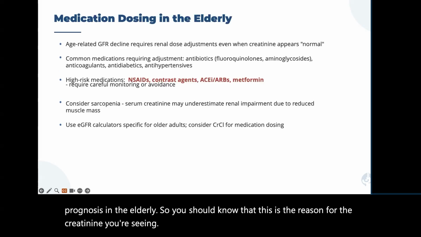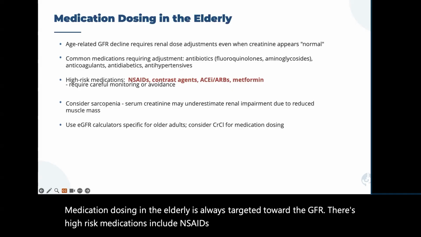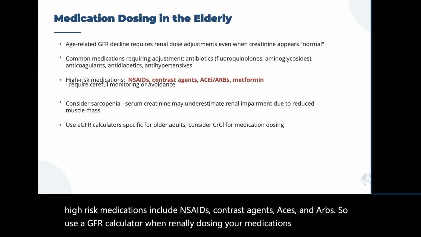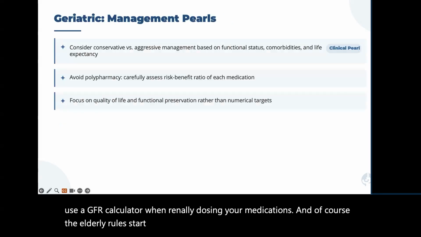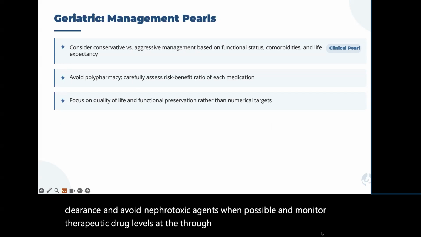Medication dosing in the elderly is always targeted toward the GFR. The high-risk medications include NSAIDs, contrast agents, ACE inhibitors, and ARBs. So use a GFR calculator when renally dosing your medications. And of course, the elderly rule: start low and go slow. Always double check the renal clearance and avoid nephrotoxic agents when possible, and monitor therapeutic drug levels at the trough when you're checking.